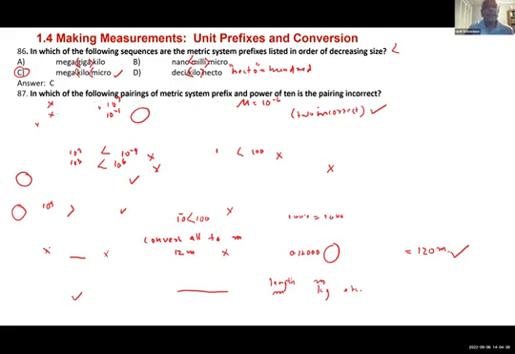Which of the following pairings, metric system prefix and power of 10, is incorrect? Kilo is 10 to the negative 3. That's wrong. That's 10 to the 3. Micro is correct. Let's see, micro is 10 to the 6.